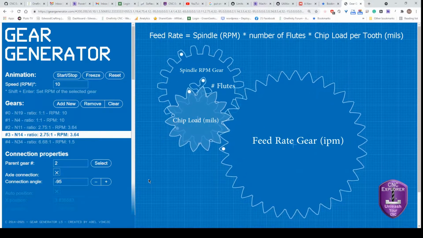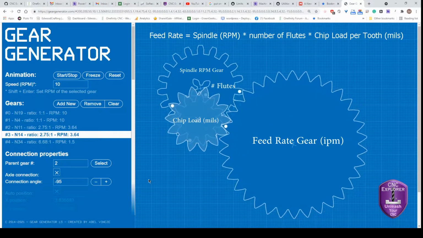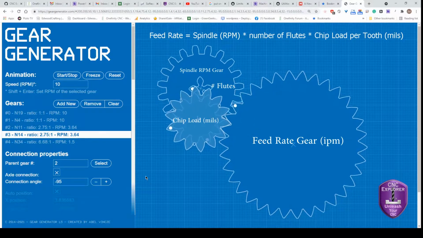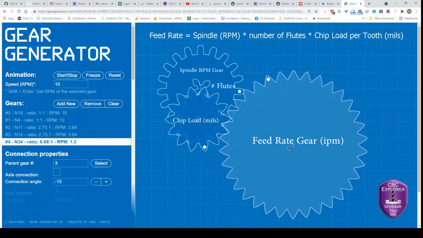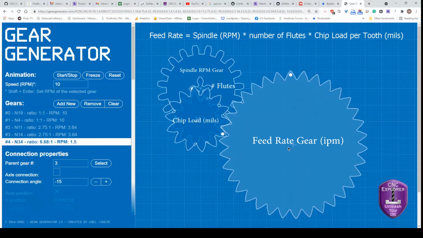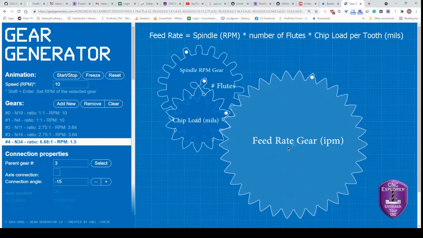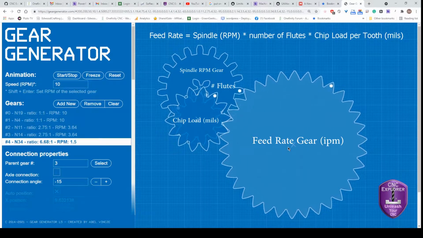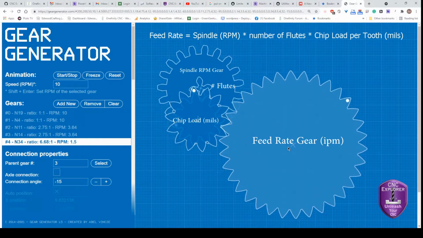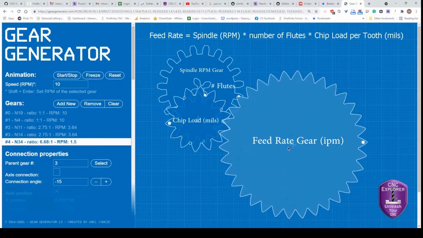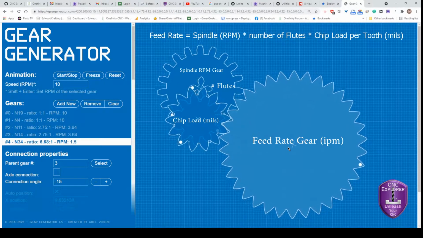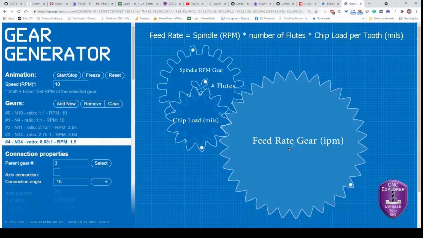That gear now drives another gear, which is your feed rate gear. That could represent your stepper motor, but it's the equivalent of inches per minute, millimeters per minute, whichever unit you're in. So it's all interlocked.